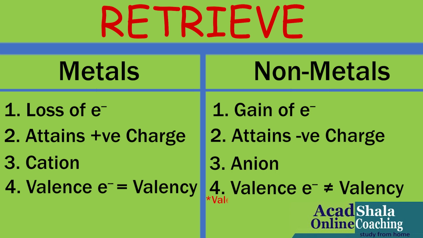So to calculate the valency, what do we do? We take valence electron minus 8. So this you need to know to solve the problems based on redox reaction.